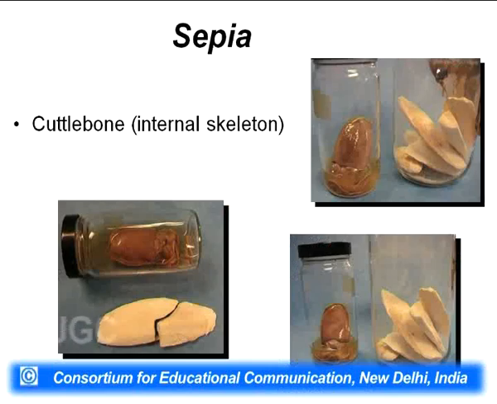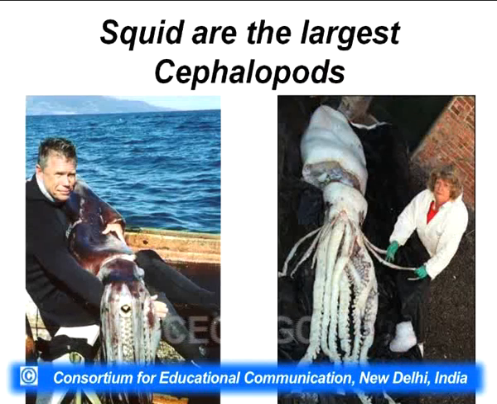The next example here is the sepia, which is called the cuttlefish. If we look at the sepia, externally there is no shell, but internally the body is supported by a plate-like shell which is calcareous in nature. The number of arms in sepia, like the squids, is 10. The arms are provided with rows of suckers, and they are active predators. So, the body of squids and the sepia, the cuttlefishes, is internally supported by the shell.